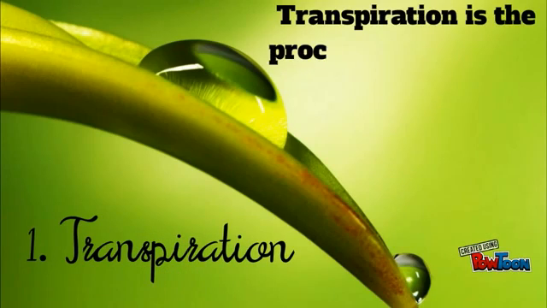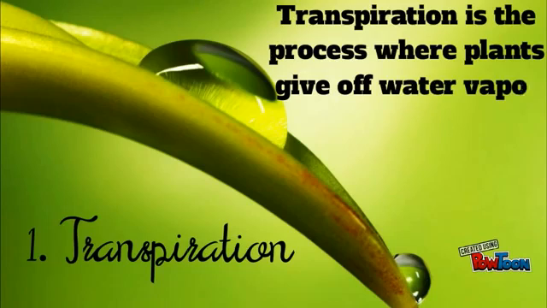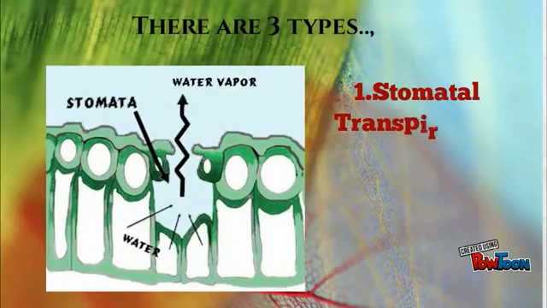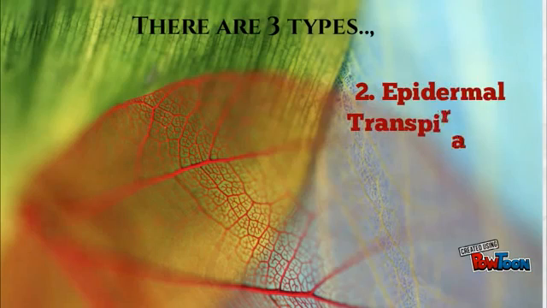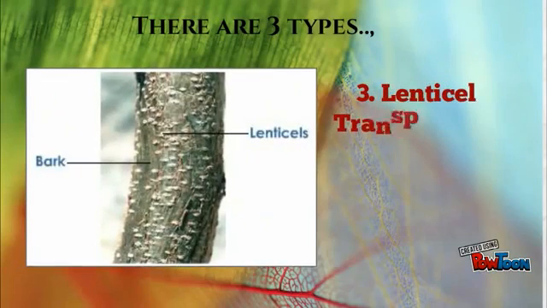Transpiration. Transpiration is the process where plants give off water vapor through pores of the plant. There are three types: stomatal transpiration, epidermal transpiration, and lenticel transpiration.